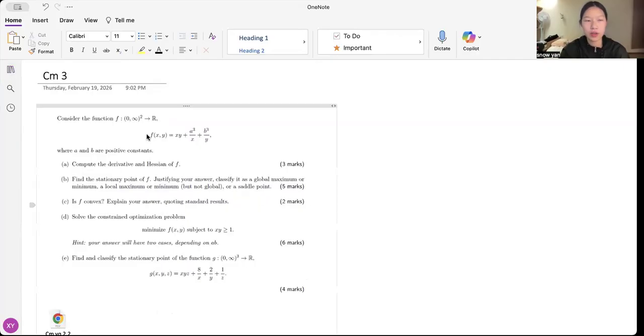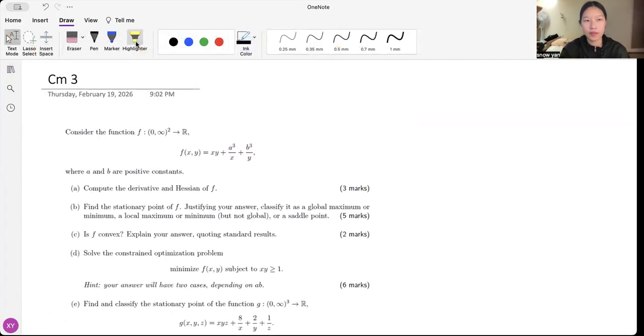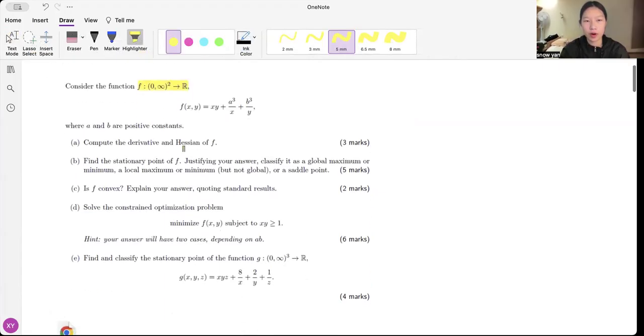So the question today was: consider the function f from (0, infinity) squared to R. So then we have this function over here, with x and y as the inputs, and a and b are constant, positive constants, so that's pretty useful. Part A, compute the derivative and Hessian of f.